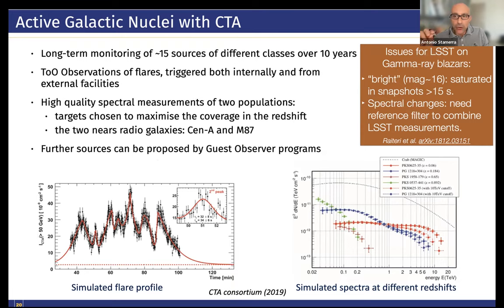One is a follow-up, a monitoring of single AGNs. We have, with the consortium, a planned 15 sources to be followed. As you can see on the bottom, there is a simulated light curve of a fast flare, actually a source that was detected, but probably with CTA we will detect it in greater detail. And on the right, you see the spectra that can be measured by CTA on these sources. As you can see already by eye, the level of precision in both the light curve and spectra is high.